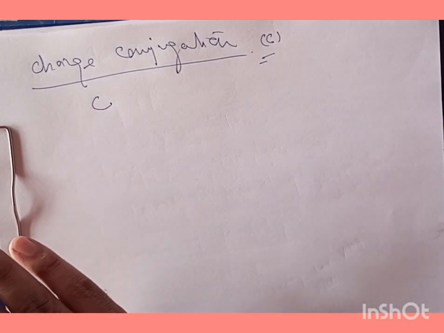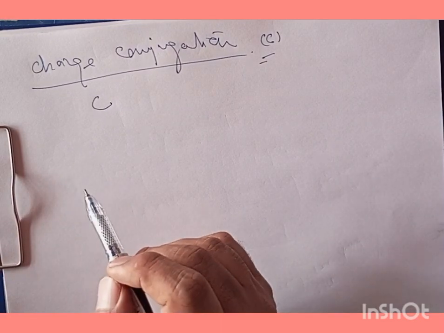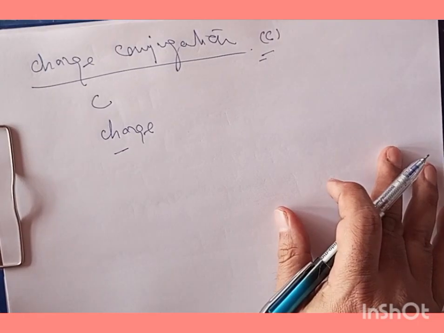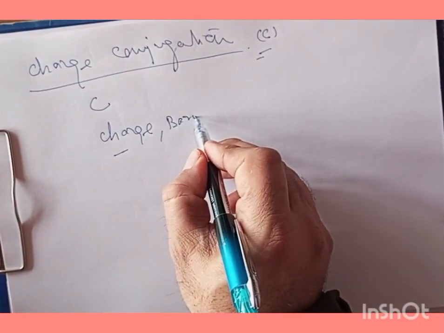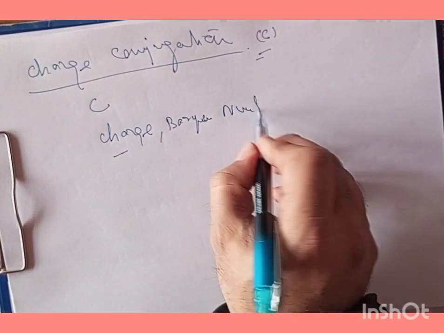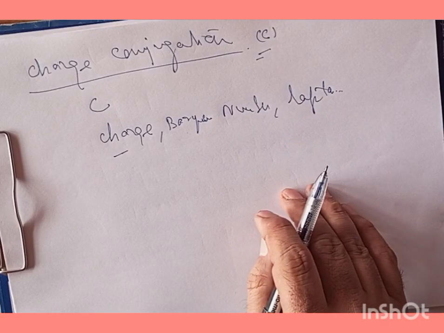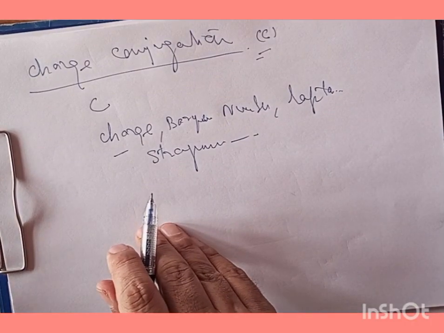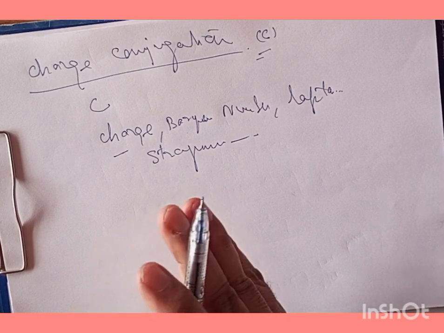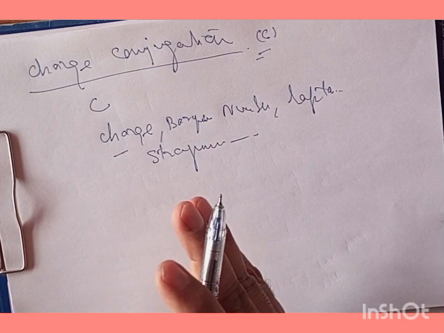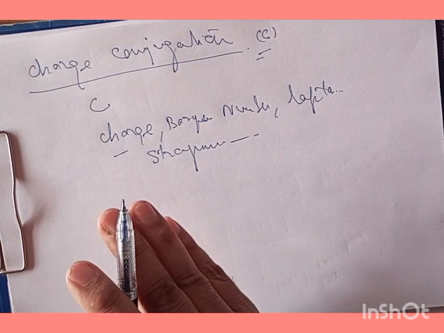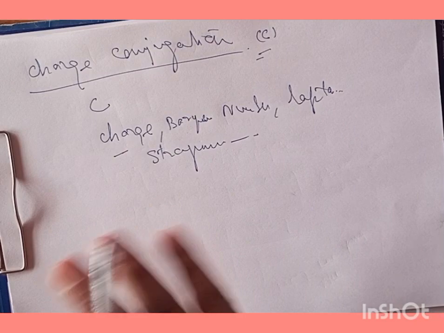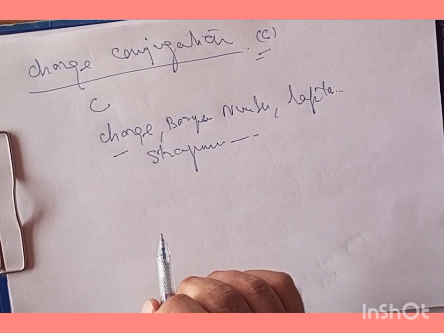The charge conjugation operator converts the sign of all additive quantum numbers like charge, baryon number, lepton number, strangeness, etc. And what it does is convert the particle from one state to another state. I should say here that this C operator converts all particles to their corresponding antiparticles and vice versa.